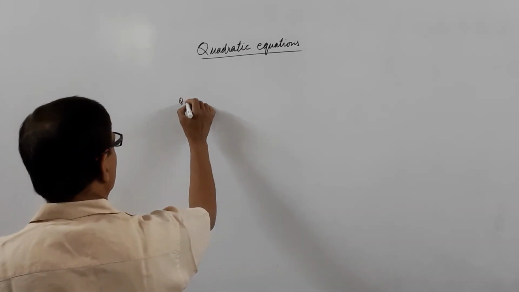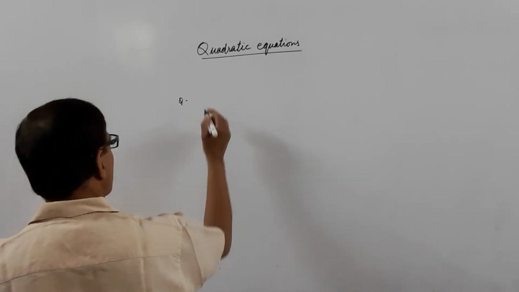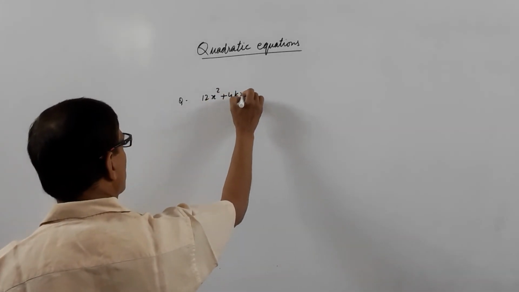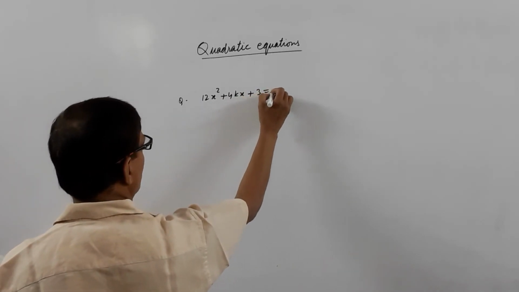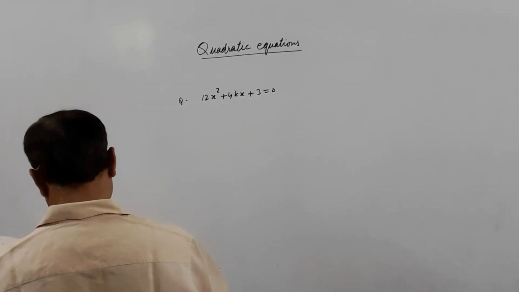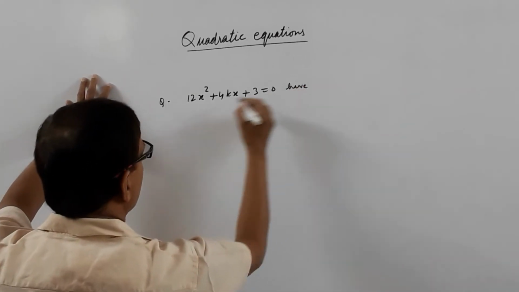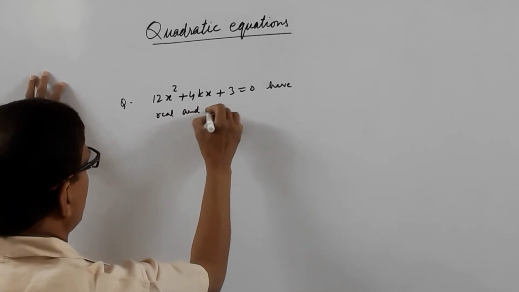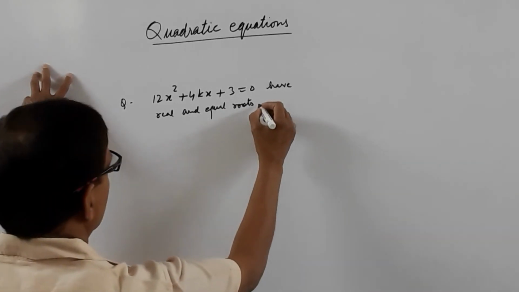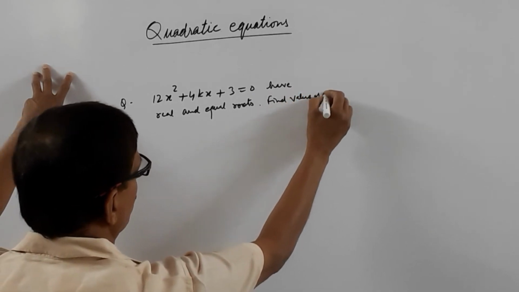Question 1. We have to determine the value of k in 12x square plus 4kx plus 3 is equal to 0. We have to find the value of k for which the roots are real and equal. Find the value of k.